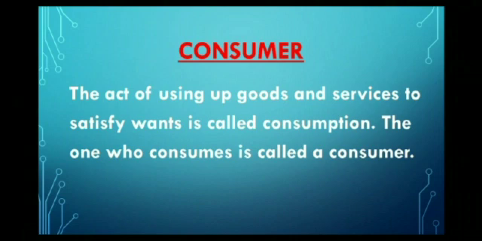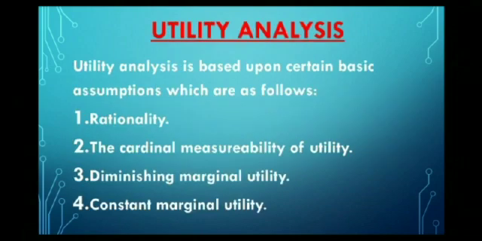given their prices. Next, utility analysis. Utility analysis was given by Alfred Marshall. It is based upon certain basic assumptions and they are as follows. Point number 1 is rationality. The consumer is assumed to be rational. Point number 2 is the cardinal measurability of utility. According to this analysis, the utility of each commodity is measurable and quantifiable.